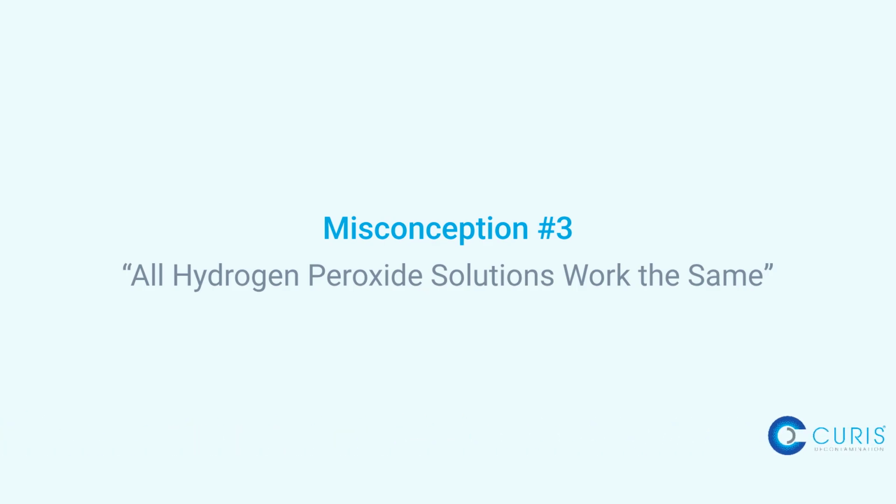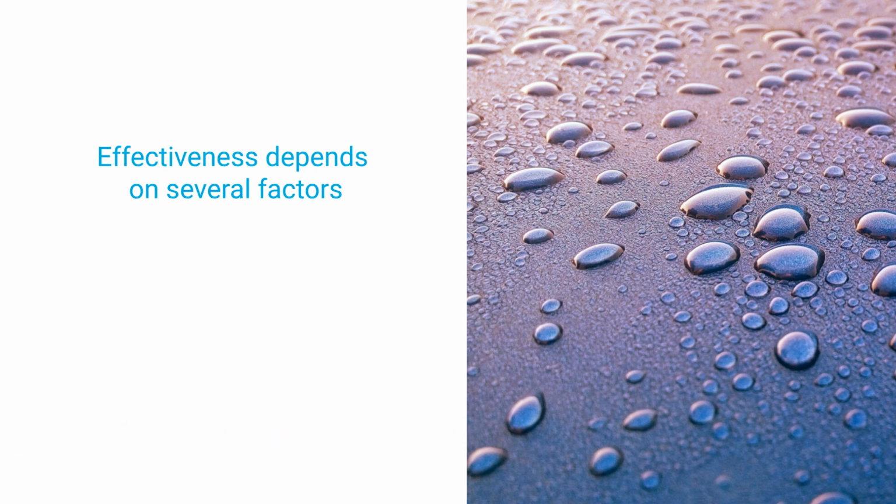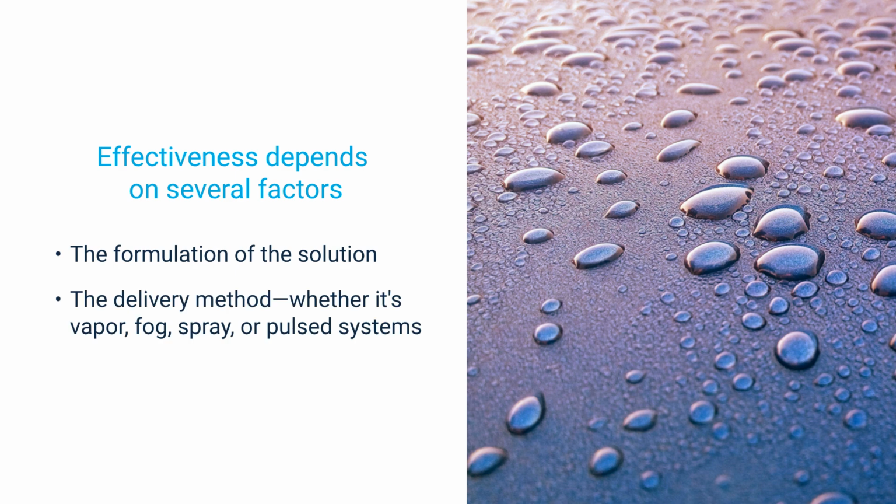Misconception number 3: all hydrogen peroxide solutions work the same. Not all hydrogen peroxide systems are created equal. It's easy to assume that if 2 solutions look similar, they perform the same. But when it comes to sporicidal efficacy, that's not true. Effectiveness depends on several factors: the formulation of the solution, the delivery method, whether it's vapor, fog, spray, or pulse systems, contact time, and environmental conditions, and the presence of additives like stabilizers or heavy metals.